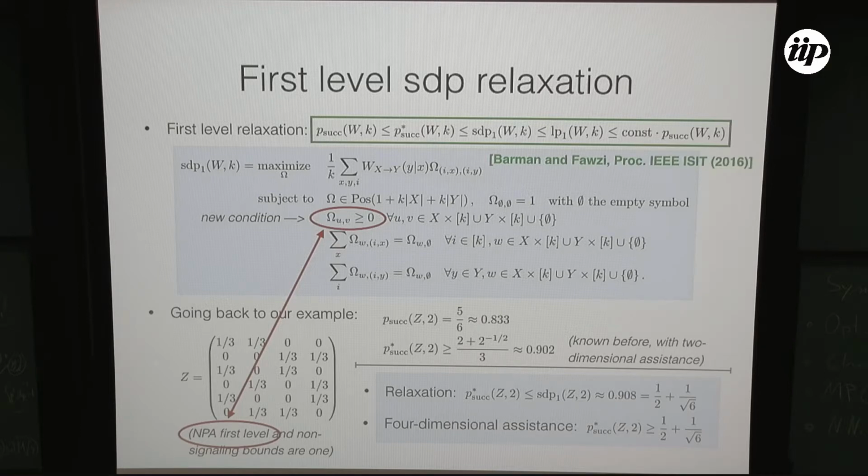This LP1 is actually the non-signaling value, for those who know about this. So this shows that for this type of channel game, there cannot be a large separation between the plain success probability and the quantum-assisted success probability.